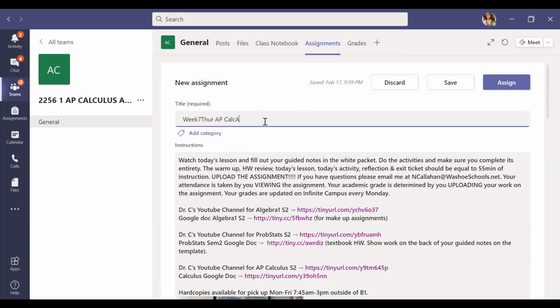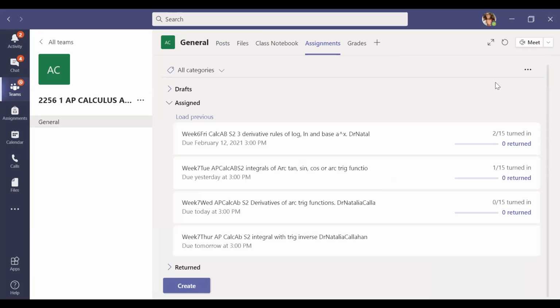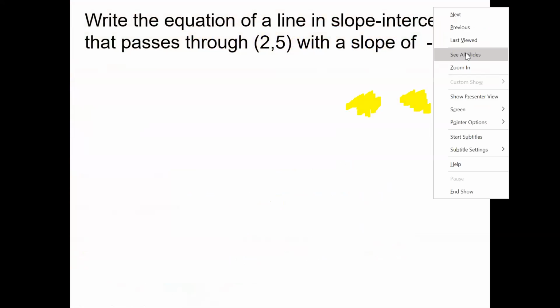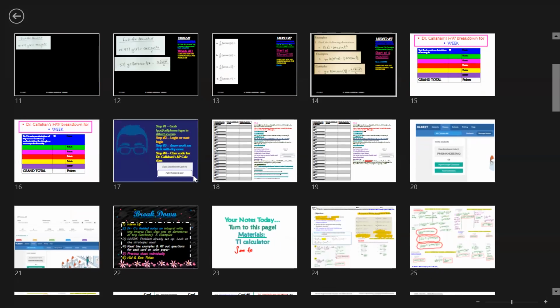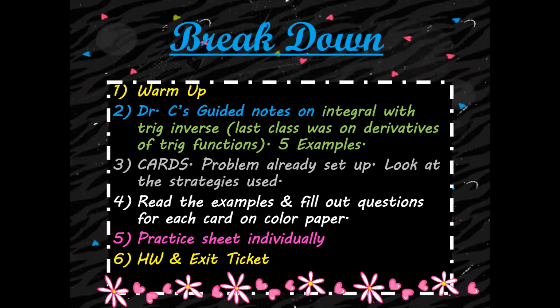AP Calculus AB, semester 2. And this is, of course, due by 3 p.m. So I'm just gonna go ahead and click assign. All right, let's go ahead and get started with today's stuff then. Here's a breakdown of what we're going to be talking about today.